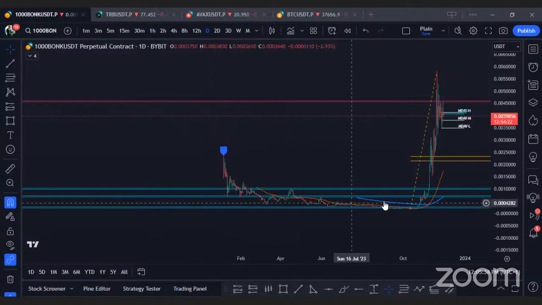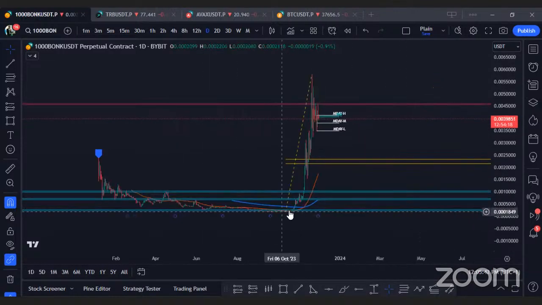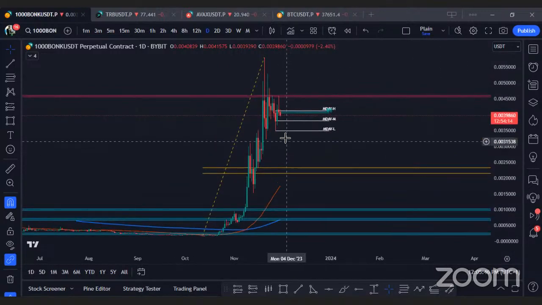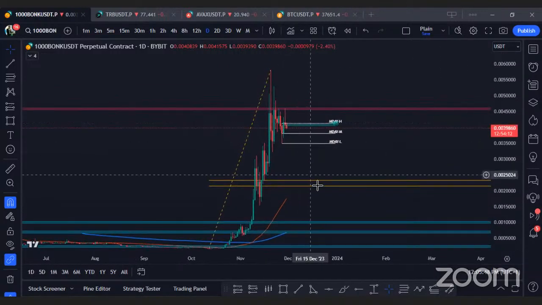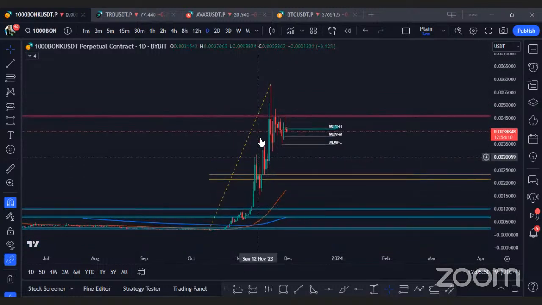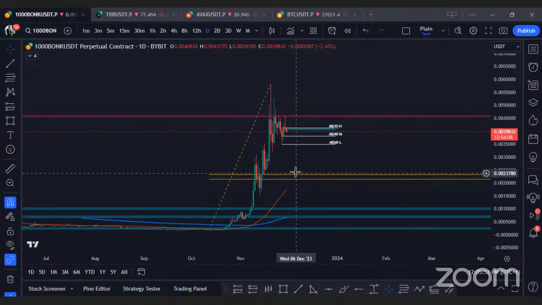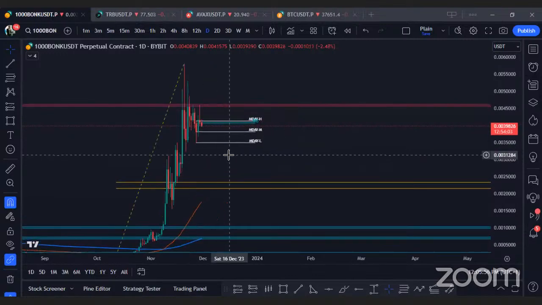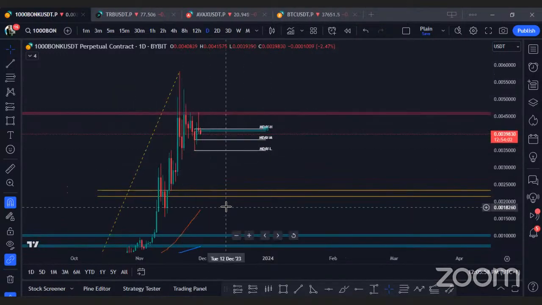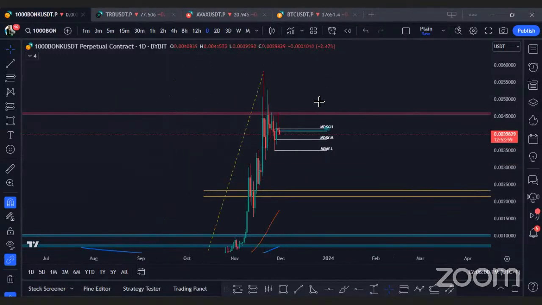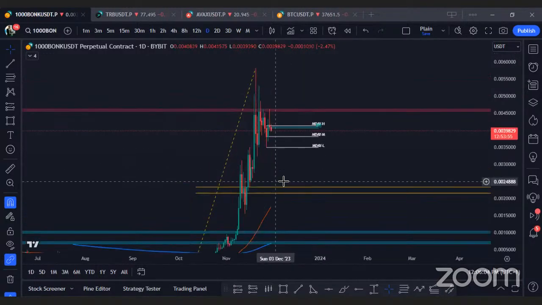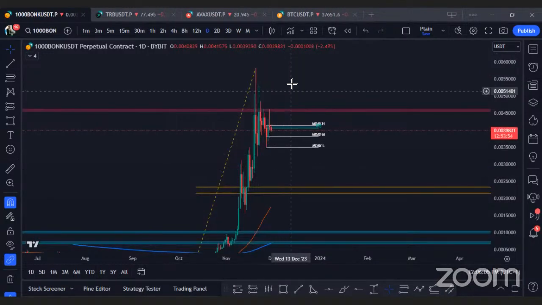Look at this period of accumulation, right? Everybody was just accumulating this token around this area. And then eventually it decided to boom up there. So if we do get down to this golden pocket level, maybe 23 cents, that's where I'm looking at buying this token. I want to buy on the spot market and hold.